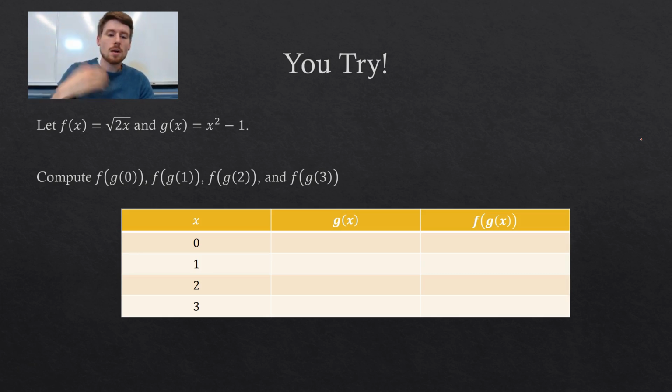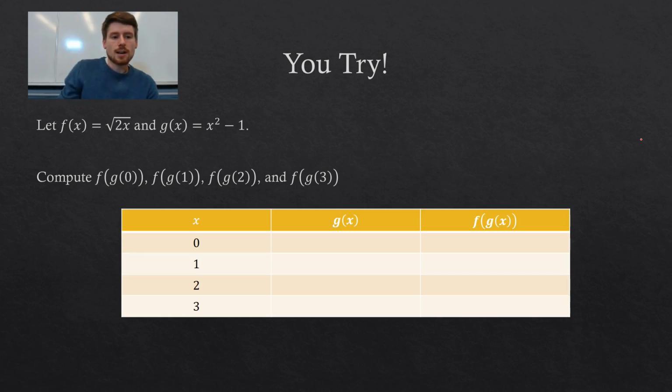When you've come up with answers to this problem, then you can replay the video and see if your answers match with mine. Remember that the order that you're doing this one is inside and then outside. So g of 0 first before f, g of 1 before f, g of 2 before f, and so forth. Okay? So I set up your table for you. Just go ahead and try to fill this one out yourself. All right.